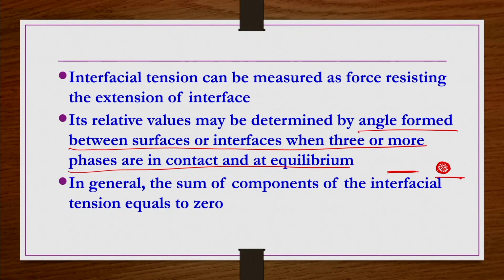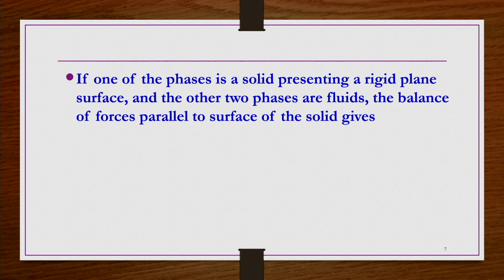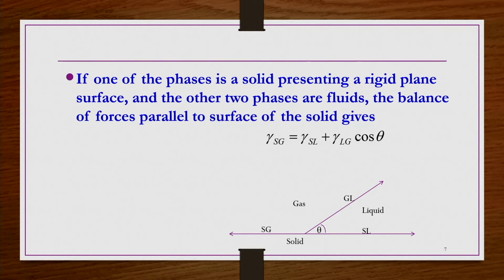So, in general, the sum of the components of the interfacial tensions is equal to 0. If you have 3 or more forces, more than 3 or 4 components of the interfacial tensions may be there. When you take the sum of the components of the interfacial tensions, it becomes equal to 0, because that is at equilibrium. If one of the faces is a solid representing a rigid plane surface and the other two phases are fluids, the balance of forces parallel to the surface of the solid gives this expression.